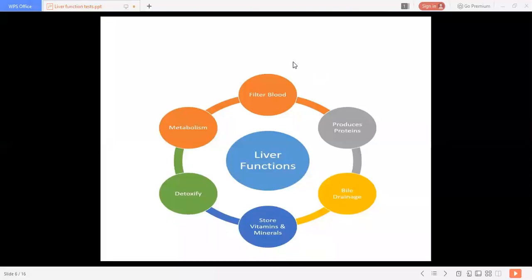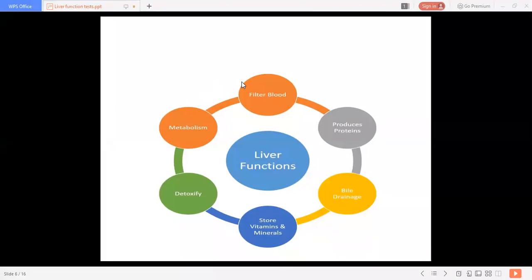The next enzyme is aminotransferase. There are two tests of this liver function test, that is aspartate aminotransferase and alanine aminotransferase. Aspartate aminotransferase is also called SGOT, that is serum glutamate oxaloacetic transaminase. And ALT was previously known as SGPT, that is serum glutamic pyruvic transaminase.